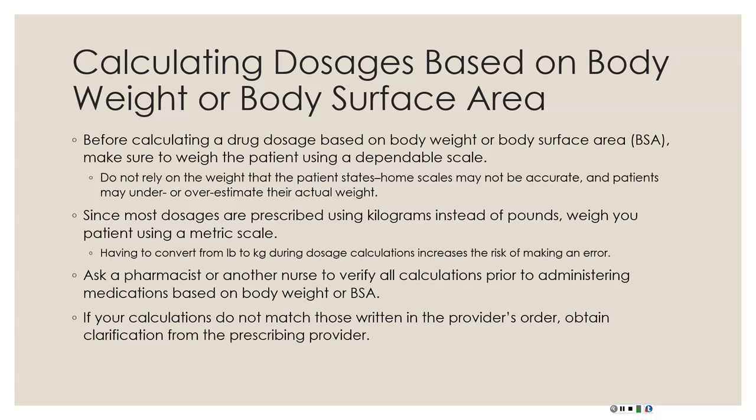When we look at using body surface to calculate dosages, there's a couple of things that we want to keep in mind. We want to make sure that we have the most accurate weight and height for the client, and that we're not just asking them their height and weight and using a weight maybe from a year or two ago. And so we also want to make sure that the scale that we're using, if we're obtaining a weight, is accurate and that it's giving us the correct measurement.